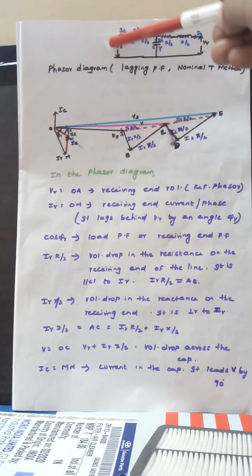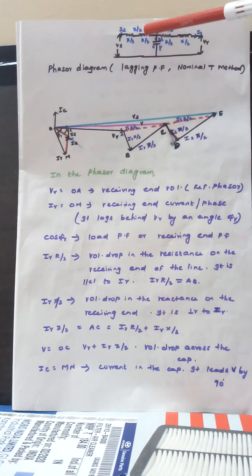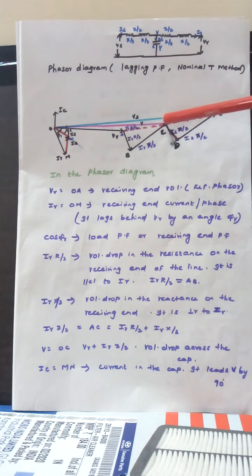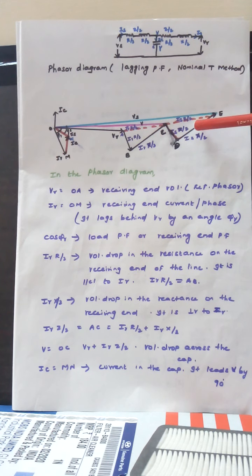So first I am considering IS into R by 2. Here I have already drawn this IS. The resistive drop will always be in phase with your current IS here. So I have to draw a line parallel to your IS here. So this is your IS into R by 2, which is represented by the phasor CD. Now again I have to draw IS into X by 2.